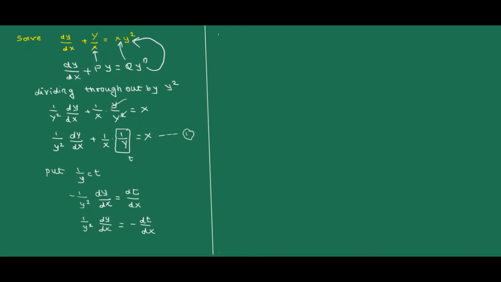Put in equation 1. So if we substitute in equation 1, the value of 1 by y square into dy by dx is equal to minus dt by dx, plus 1 by x as it is, the value of 1 by y is equal to t, this is t, is equal to x.